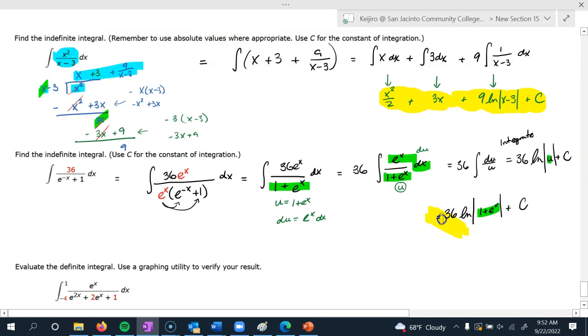So again, the actual integral itself is very simple. The only integral you have to do is the integral of du over u is the natural log of the absolute value of u. So again, the actual integration itself is so easy. It's just sort of getting it to look that way, or recognizing what you have to do to get it to look integrable, basically.